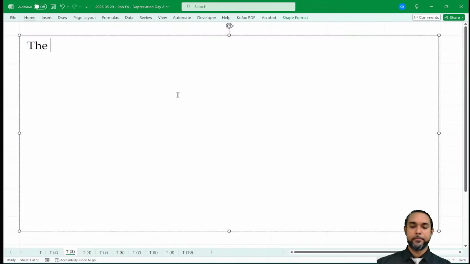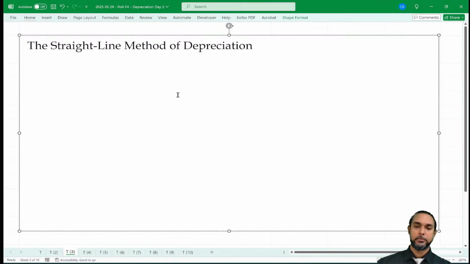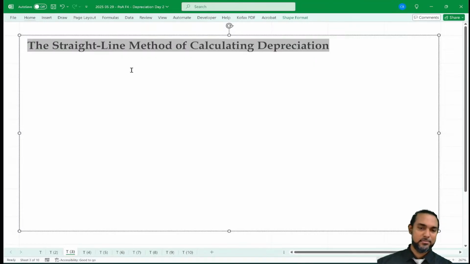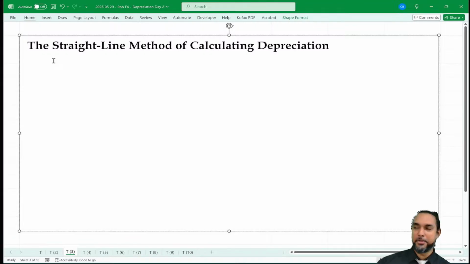Alright, so the straight line method of calculating depreciation. Okay, so there are two methods you have to know. This is one. It's usually thought to be the easier of the two, but it depends on your opinion. So let me just give a brief overview before we start jumping into it in more detail.